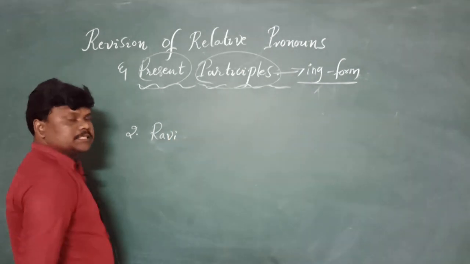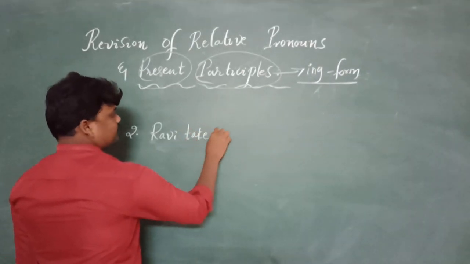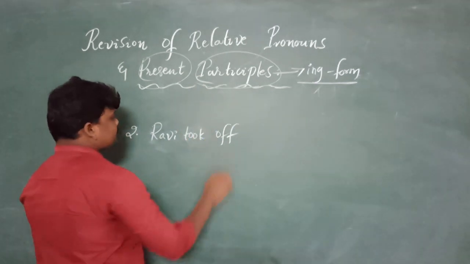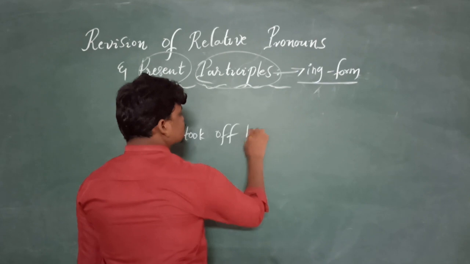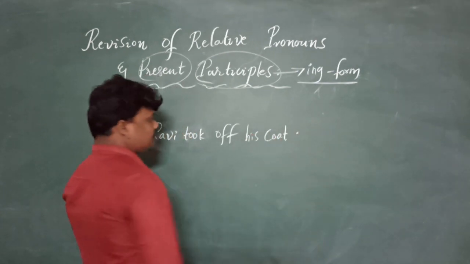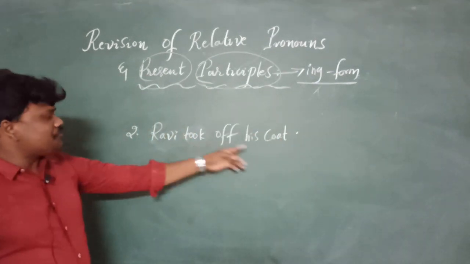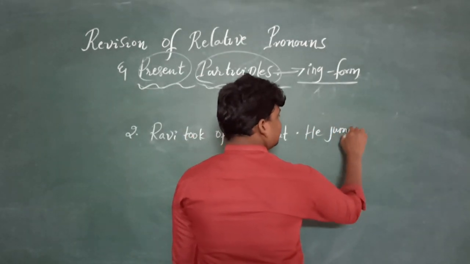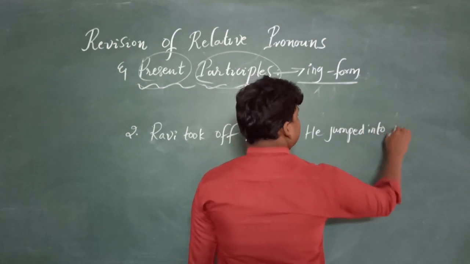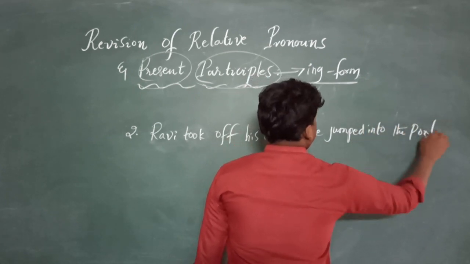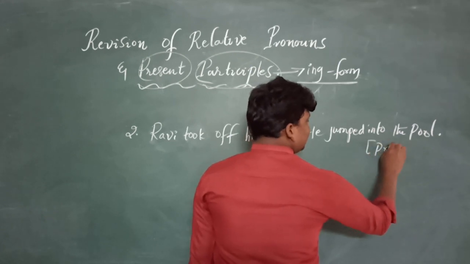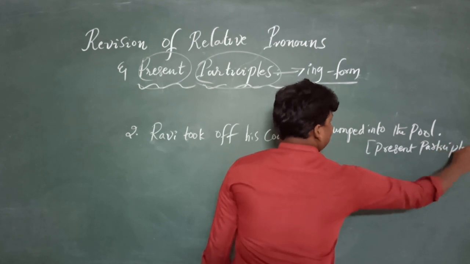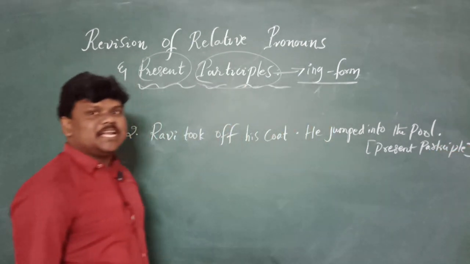Ravi took off his coat. Ravi took off his coat, full stop. He jumped into the pool. We need to combine these two sentences with present participle, which is called the ing form.